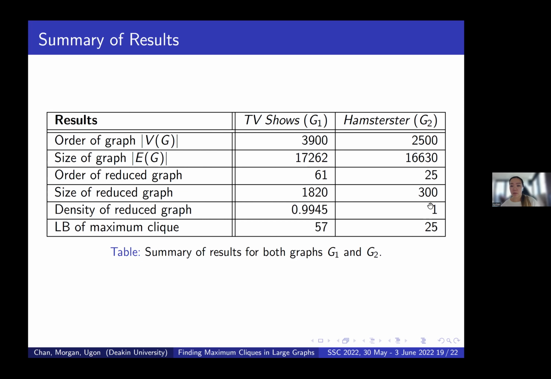And the density of the reduced graph was 1, which suggests that the reduced graph is actually just the maximum clique itself. And then for G1, we're also able to reduce the graph by quite a bit, giving us a really dense graph as well, but not the exact same size as the lower bound on the maximum clique, but still pretty close, 61 and 57.